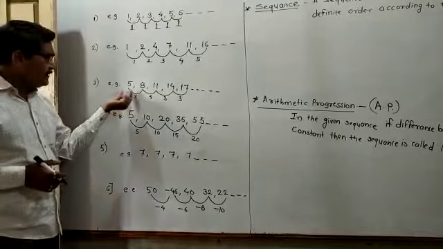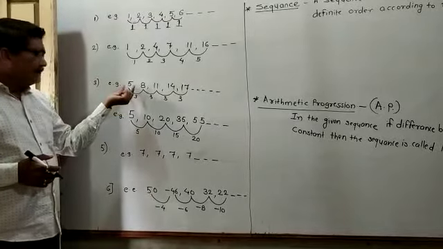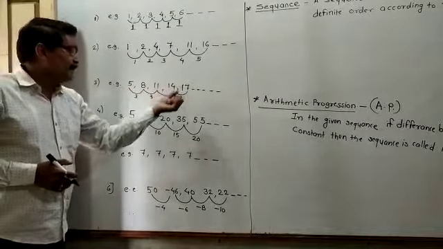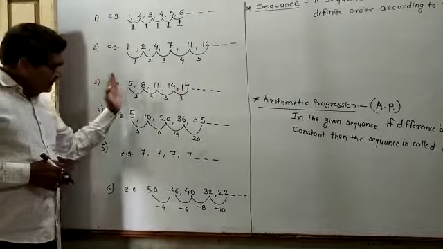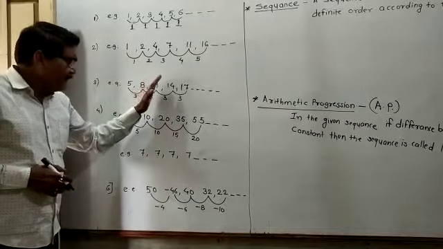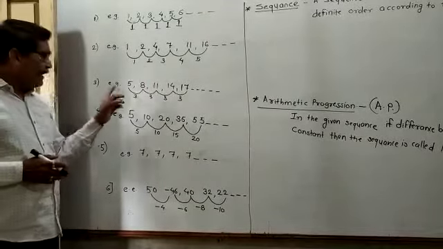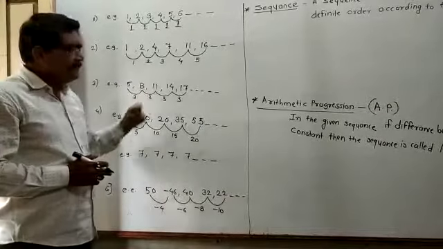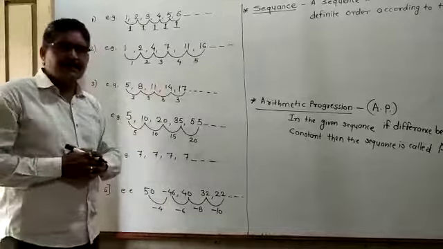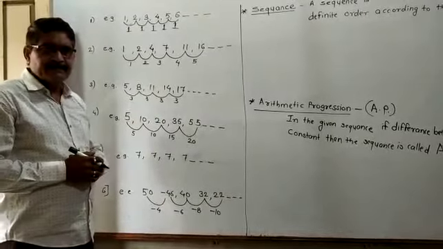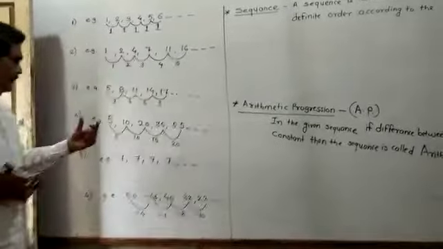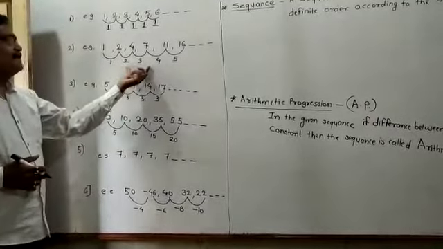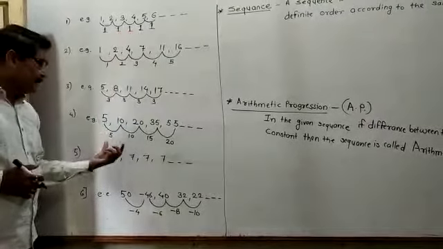Observe this sequence or series: 5, 8, 11, 14 and 17. The next number is greater than the previous number by 3. 5 plus 3 is equal to 8. 8 plus 3 is equal to 11. 11 plus 3 is equal to 14. 14 plus 3 is equal to 17, like that. Everybody understand? This is one type of pattern.